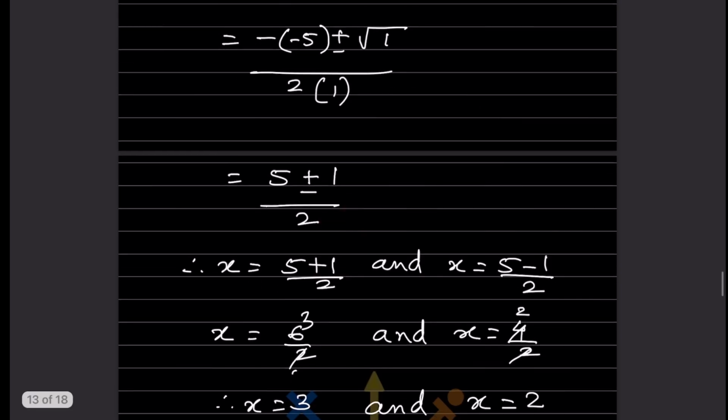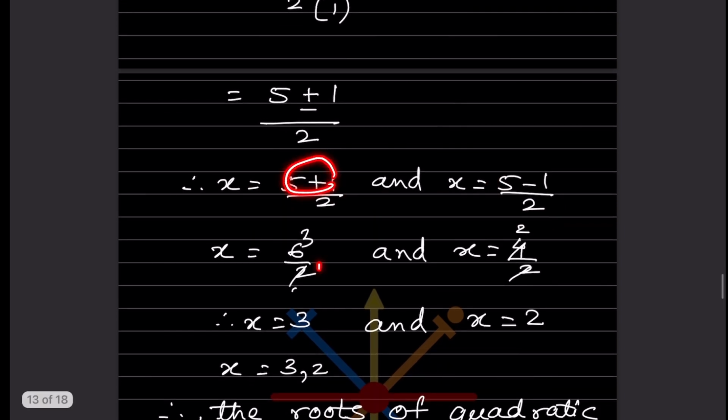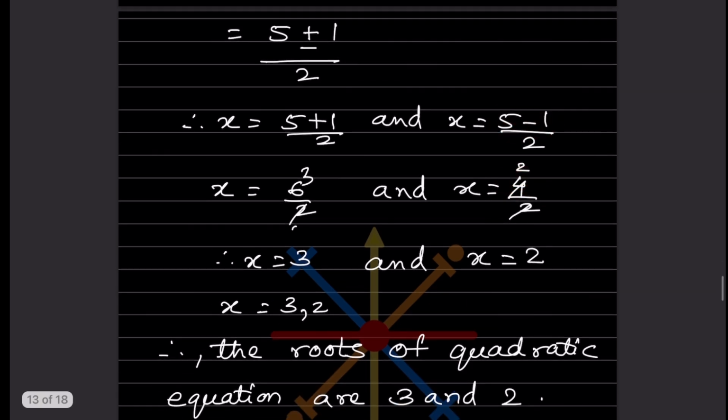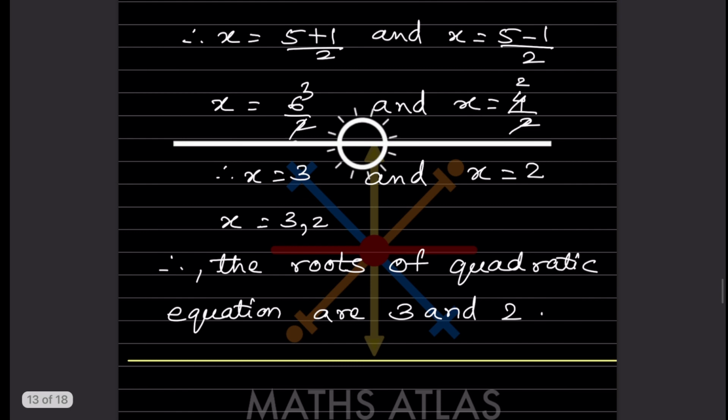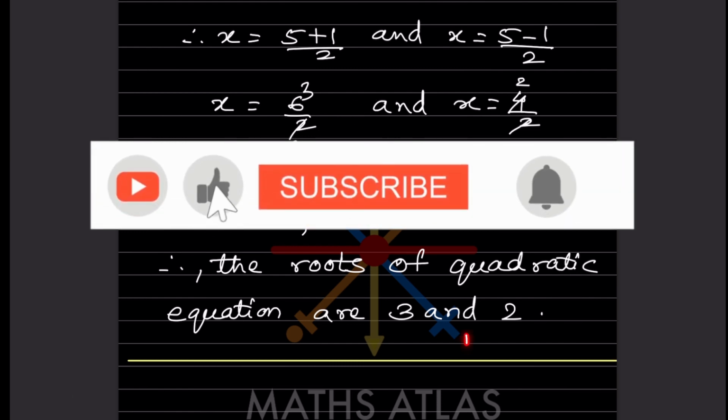So what you can see here, first thing I'm going to do, 5 plus or minus 1. Let us take plus 1 and then minus 1. So x is 5 plus 1 divided by 2 and x is 5 minus 1 divided by 2. So this will be 6 by 2 and this is going to be 4 by 2. 6 by 2 is 3 and 4 by 2 is 2. So we got the values of x as 3 and 2. We can say the roots of the quadratic equation are 3 and 2.